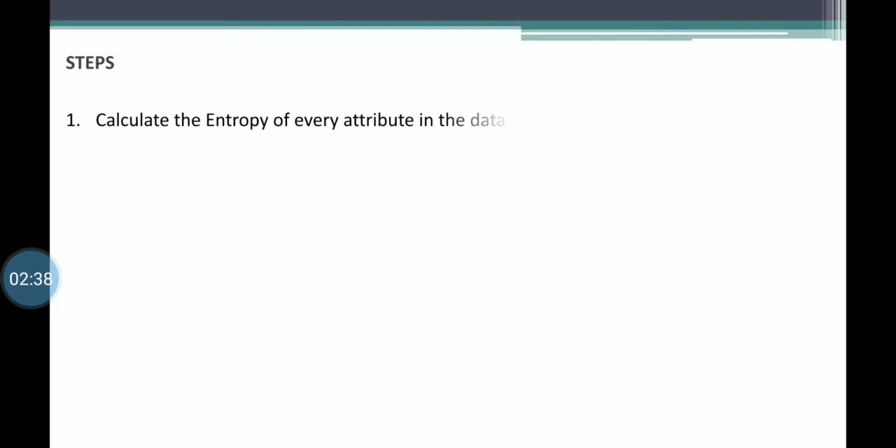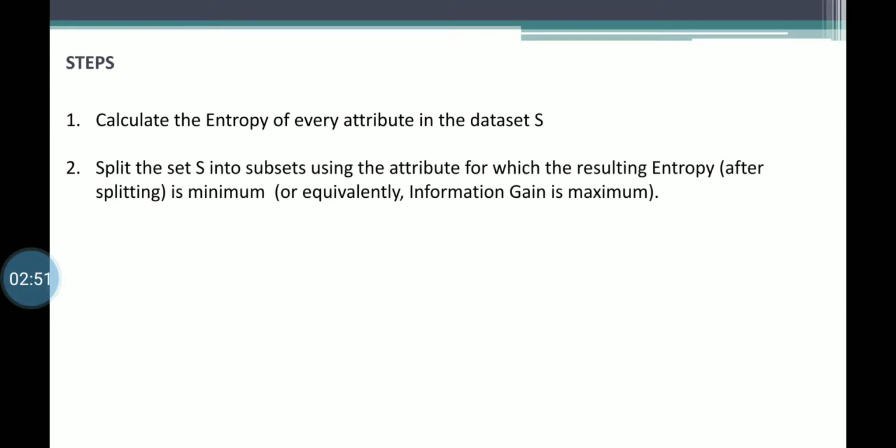The steps required are, first, we calculate the entropy for every attribute in the data set. Once the entropies are calculated, we calculate the information gain, and using the information gain we select a root node. Whichever has the highest information gain will be selected as the root node or the node in the next step. Once the attribute is selected, we split the data set by extracting the rows of the data set containing the value of that attribute.